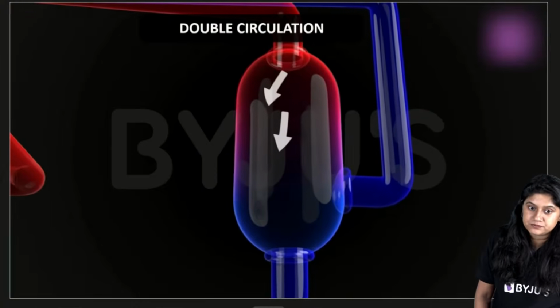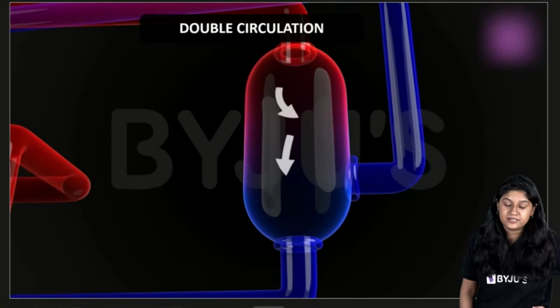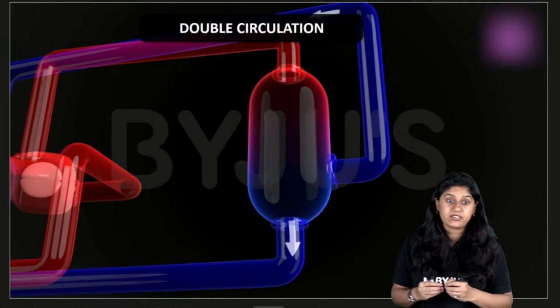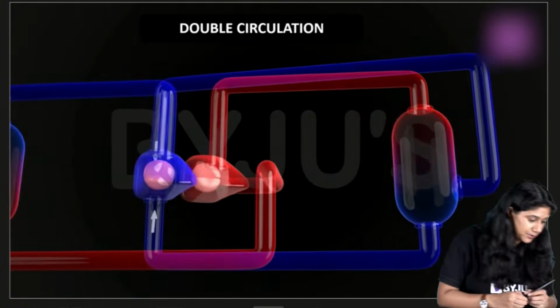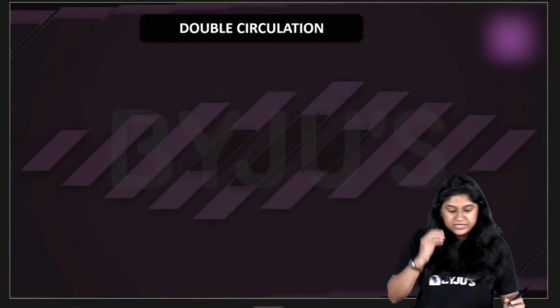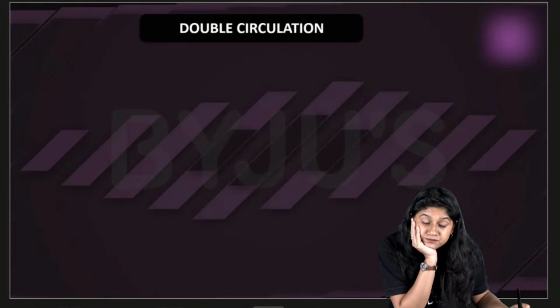Clear? Yes? Very good. That's double circulation, everyone. Okay? That's double circulation that we have. Yes. Are we clear, everyone?